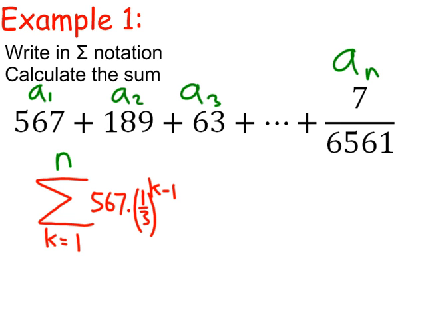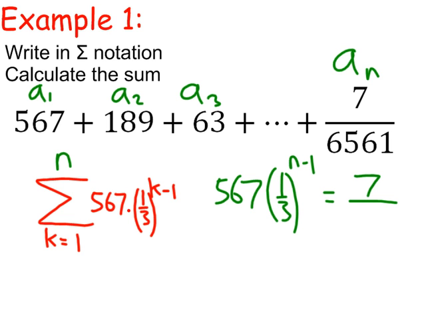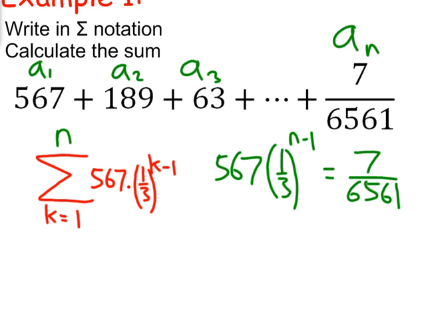A sub n, according to my explicit rule, needs to be equal to 567 times 1/3 to the n minus 1. And if I know that my a sub n term is also equal to 7 over 6561, then I can solve for n now. I've now got an equation where I just need to solve for n. Notice this is an exponential equation and the unknown is in the exponent, so that should be our first hint that logarithms are going to come into the picture.